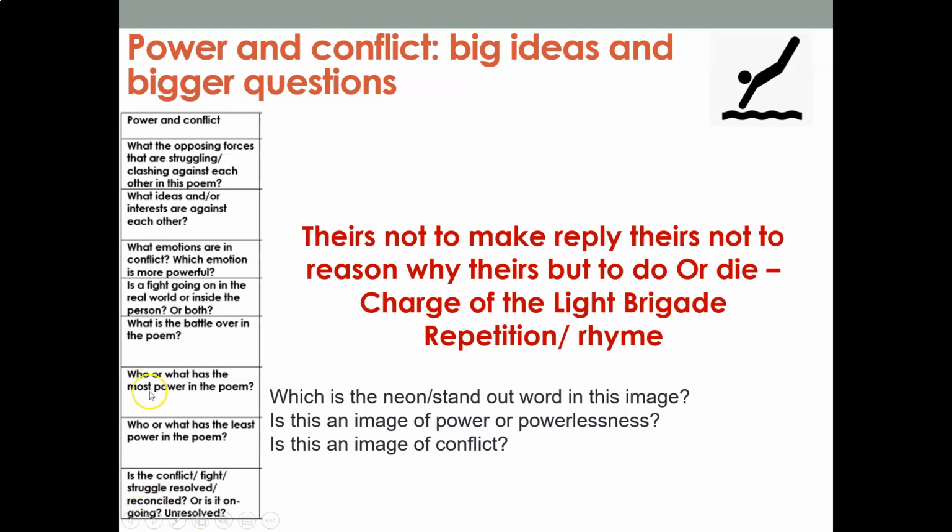So actually, if we look at some of these questions, now these will come into play in a minute. So in this poem, who or what has the least power? The soldiers have the least power, don't they? They don't have any power, they just have to obey. Who or what has the most power? So there's the implied powerful people in this poem, isn't it? The people making the decisions, the commanders. Okay, brilliant. So we're thinking out loud on paper, so we've made a few notes and ideas around this key quote.